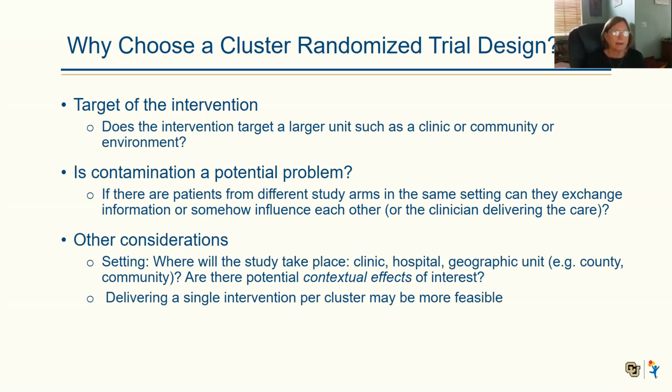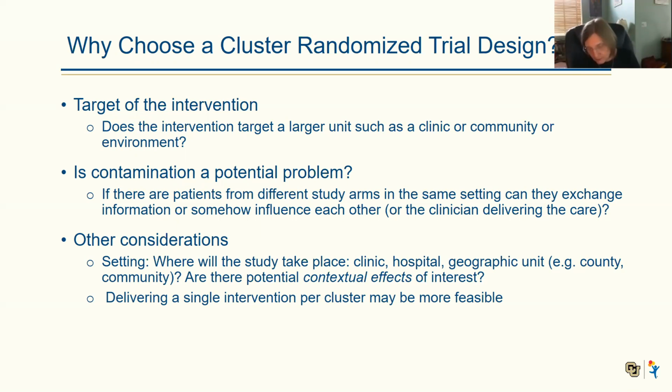Another thing that you want to ask yourself is whether contamination is a potential problem if you happen to go with a patient-level randomized trial. If there are patients from different study arms in the same setting, such as the same clinic, can they exchange information or somehow influence each other? Or perhaps they influence the clinician delivering the care.